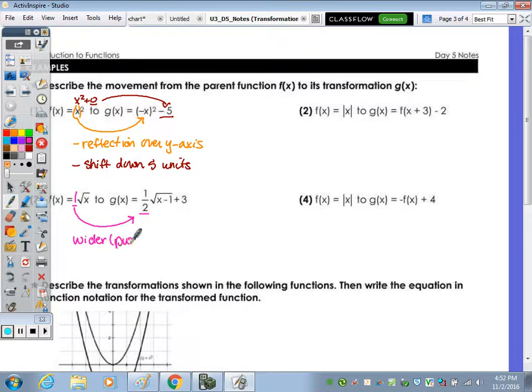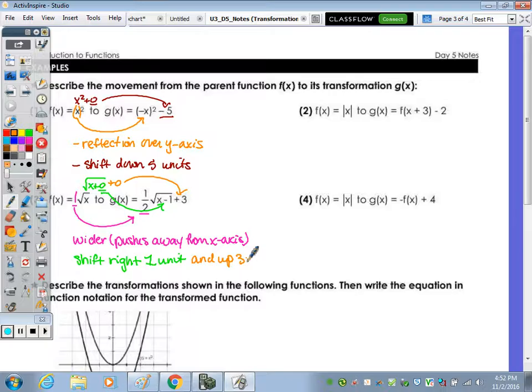or pushes away from the x-axis. Underneath, again, this is really square root of x plus 0. If I go from a 0 to a negative 1 underneath, that means there's going to be a shift right and left. In this case, it's opposite, so right 1 unit. And then we really have the plus 0 outside. So to go from the 0 to a positive 3, we go right 1 unit and up 3 units.